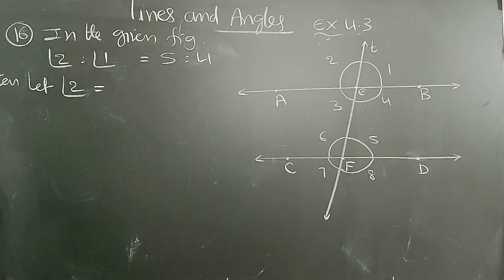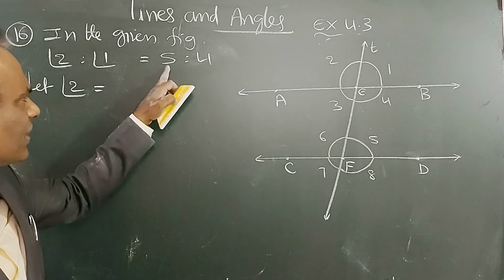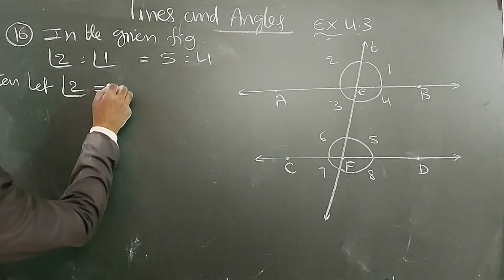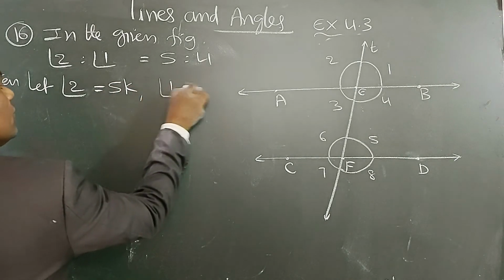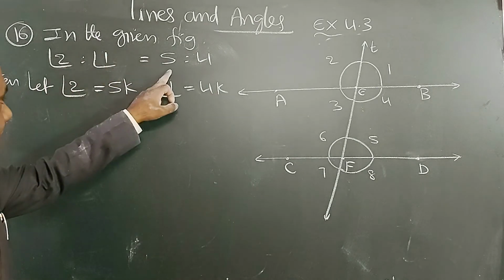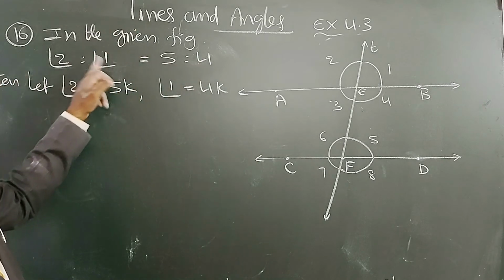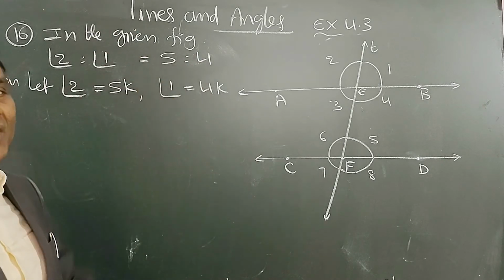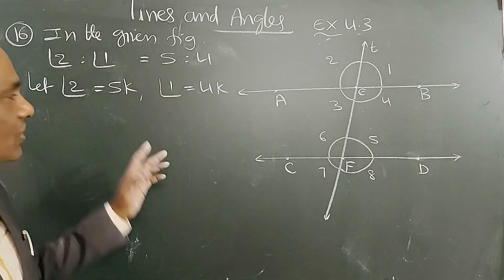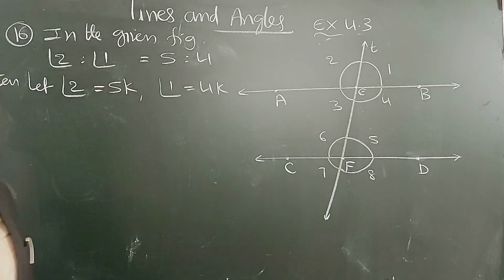The ratio is given, so how do we get the actual values? Angle 2 is 5 ratios, angle 1 is 4 ratios. Whenever the ratio is given, to get actual values, we multiply the ratio with some constant. So angle 2 is equal to 5k, angle 1 is equal to 4k. Directly we should not take angle 2 as 5 and angle 1 as 4 like that.